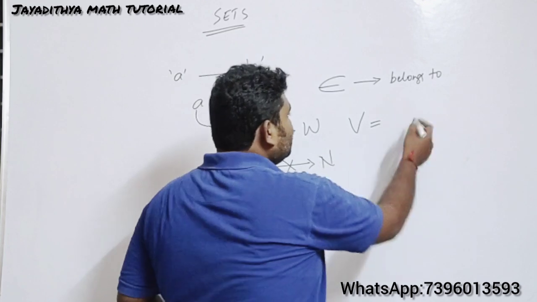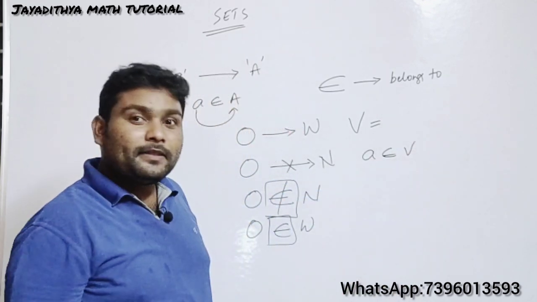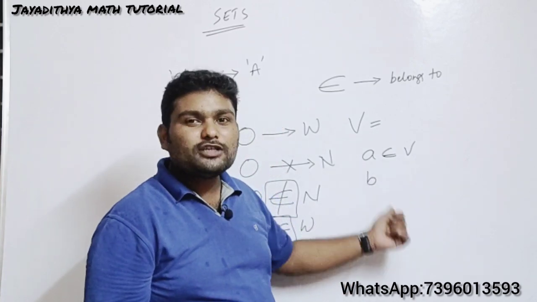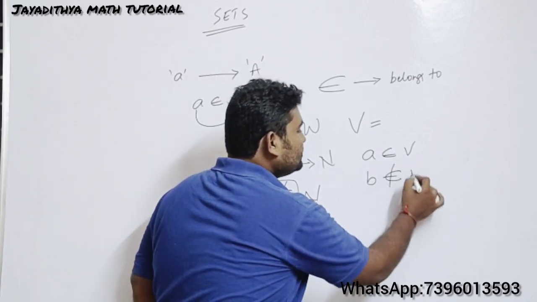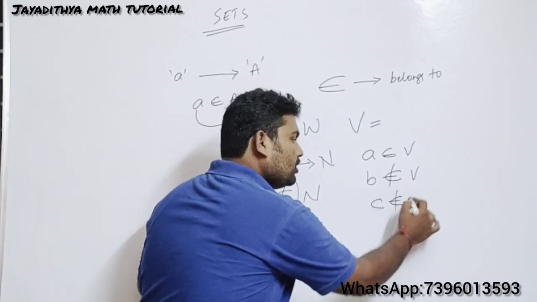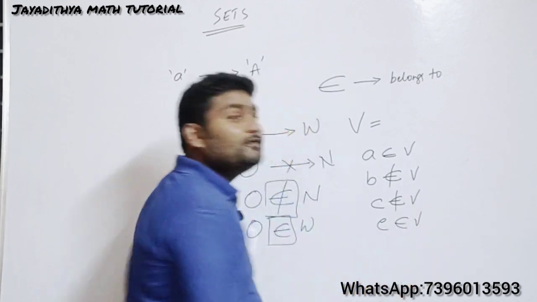So you can say that A belongs to set of vowels. If you have B, does B belong to vowels here? No. Why? Because B is a consonant but not a vowel. So you can simply write it as B is not a vowel. Clear now? C doesn't belong to set of vowels. E belongs to set of vowels here.